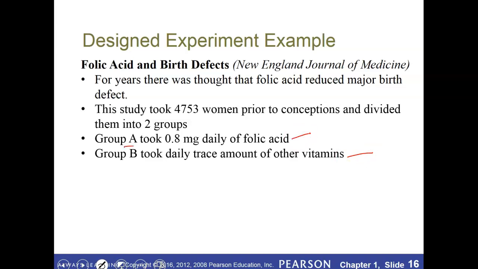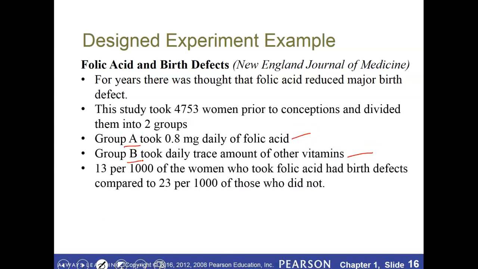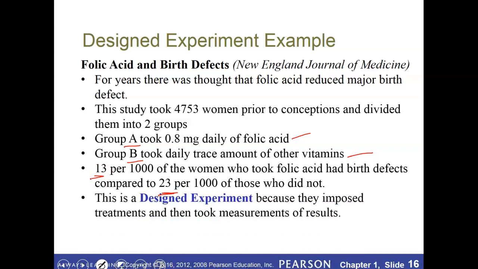And then they looked at the comparisons between Group A and Group B. 13 out of every 1,000 of the women who took the folic acid had birth defects, compared to 23 of the 1,000 of those who did not take the folic acid. So those who did not take the folic acid had a higher percentage of birth defects. And so this is a designed experiment because the people doing the study separated the women into two different groups, and they provided the treatment. And because they provided the treatment, that was the only difference between the women in Group A and Group B.